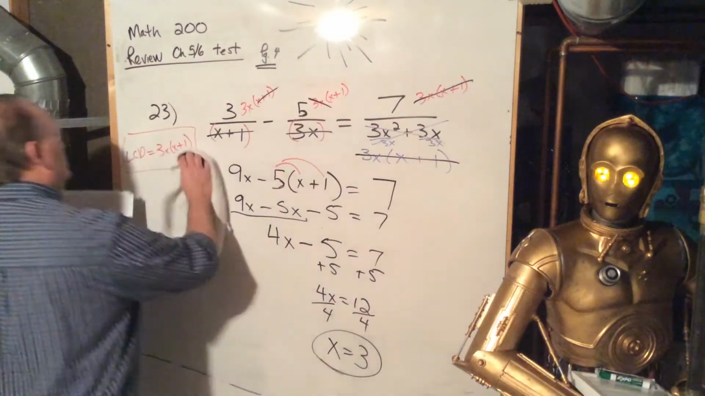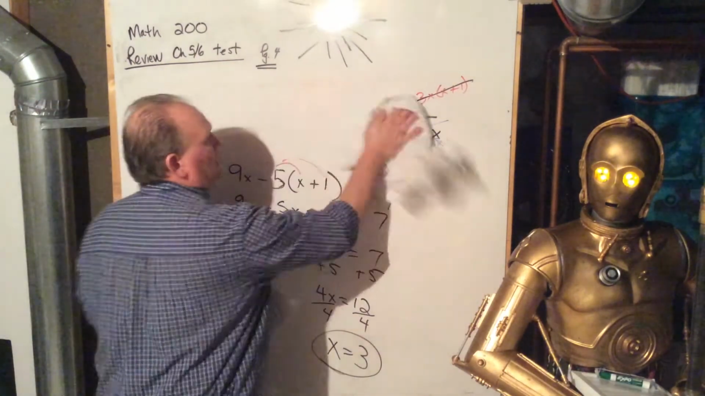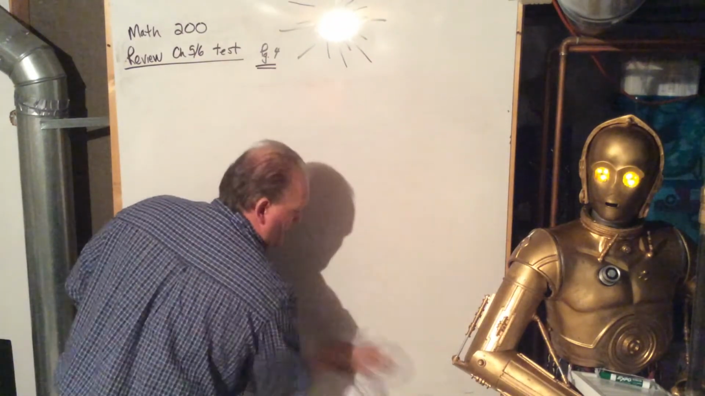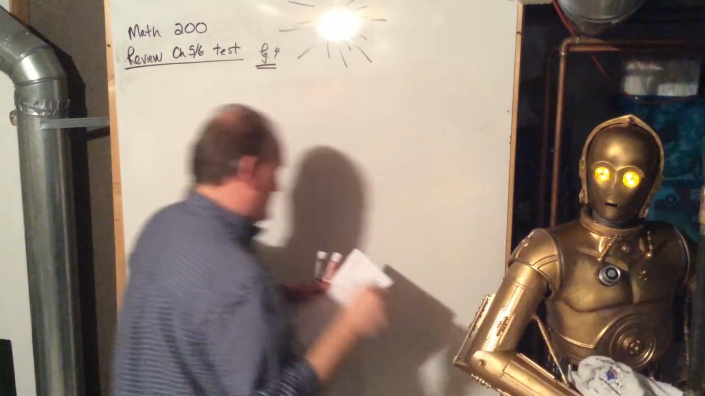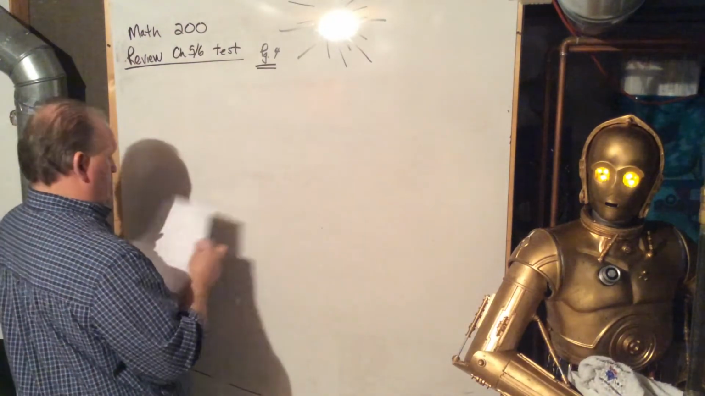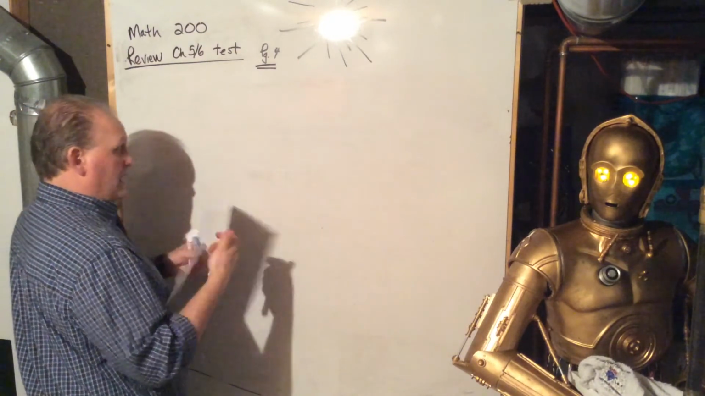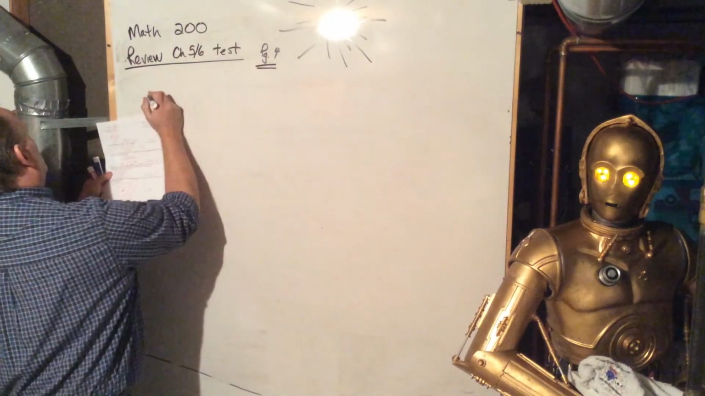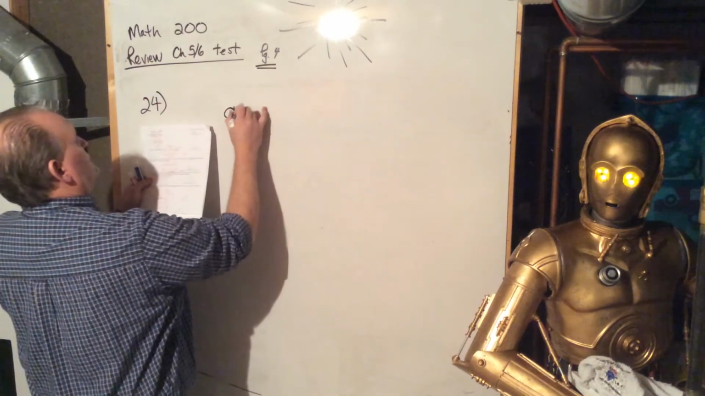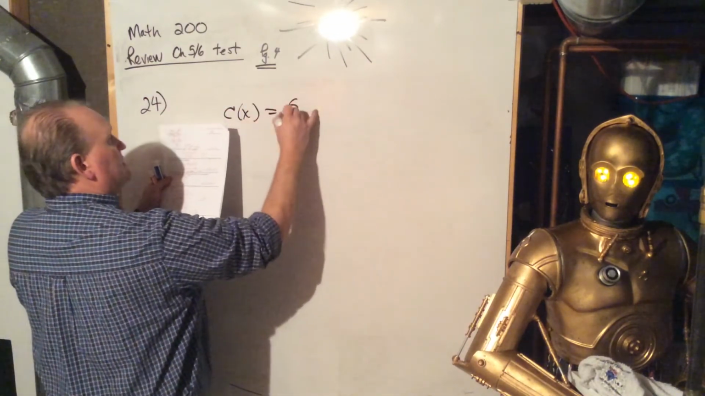All right, number 24 on page 4 of the review is going to be a word problem. Okay, so some actuaries must have calculated an equation that looks like this.